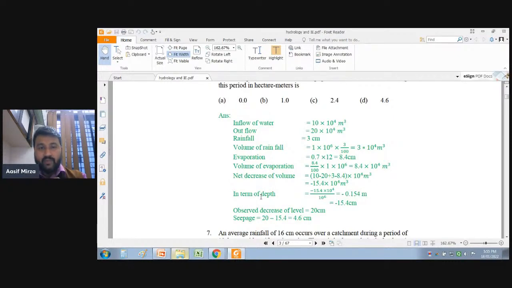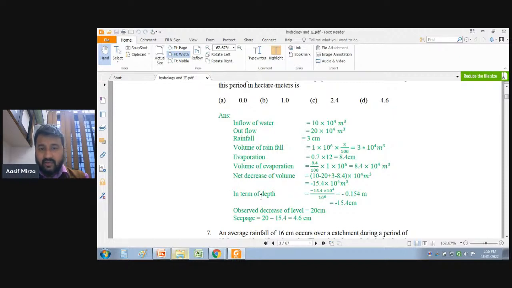So as per the data given, inflow of water is 10 into 10 raised to the power 4 meter cube. Outflow is given as 20 into 10 raised to the power 4 meter cube. All the data you have to convert into meter or centimeter. Rainfall is 3 centimeter. Volume of rainfall is 1 into 10 raised to the power 6 into 3 by 100. This 3 we have to convert into meter. So we will get the value 3 into 10 raised to the power 4 meter cube. Evaporation is 0.7 into 12, so 8.4 centimeter. Volume of evaporation is 8.4 divided by 100 into 1 into 10 raised to the power 6. So 8.4 into 10 raised to the power 4 will be the volume of evaporation.